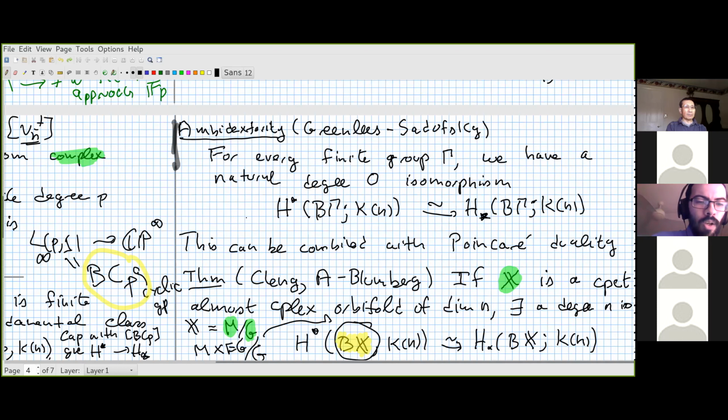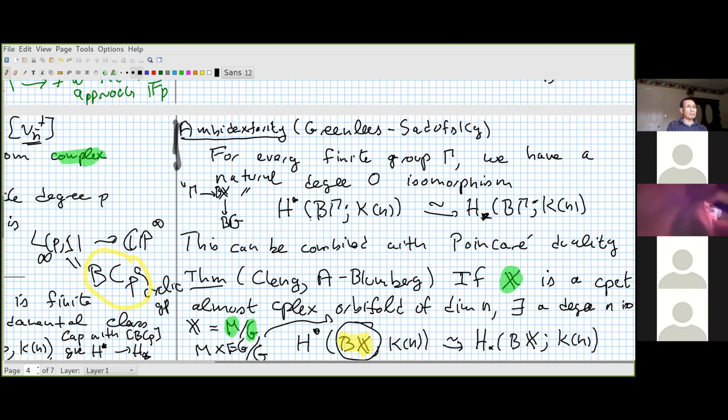It lives over M over B gamma, BG, that's what they called it. And this is X, and the fiber is M. This is one BX, and this is G. Okay, so in this way, what you can do is combine Poincare duality in the fiber, which is M, and this ambidexterity statement in the base, which is G, to derive the statement of Poincare duality in the total space, which is this Borel construction.